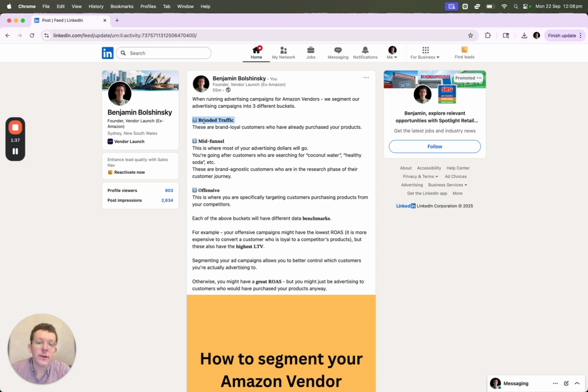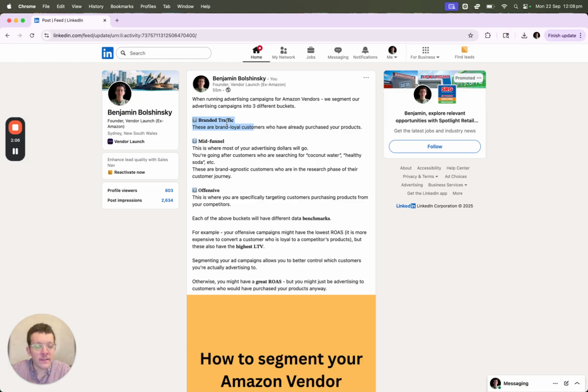So you can really create a portfolio and name it branded traffic or your defensive ad campaigns. And again, these are focusing on your brand names, on your company name, so that you're targeting customers who have already bought your product and who have high customer intent. But I would estimate 10% of your ad spend will go towards these.